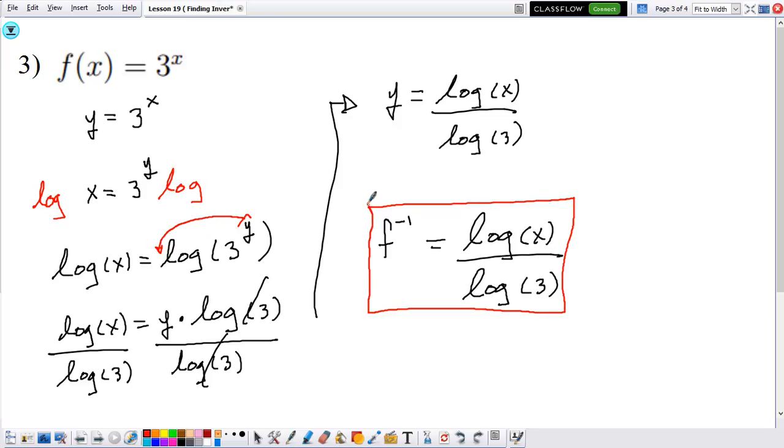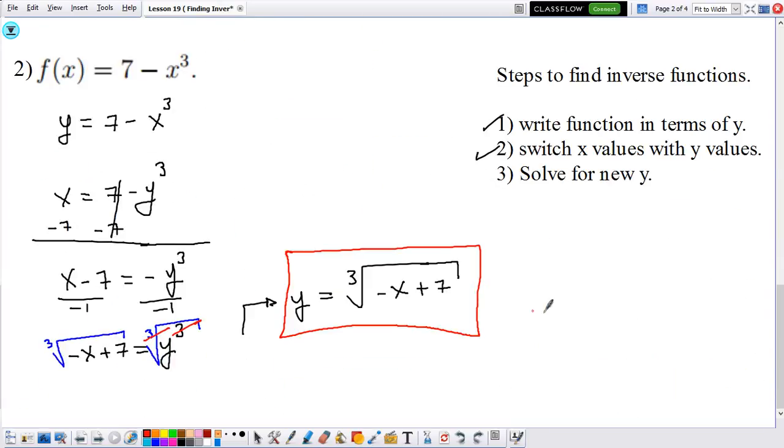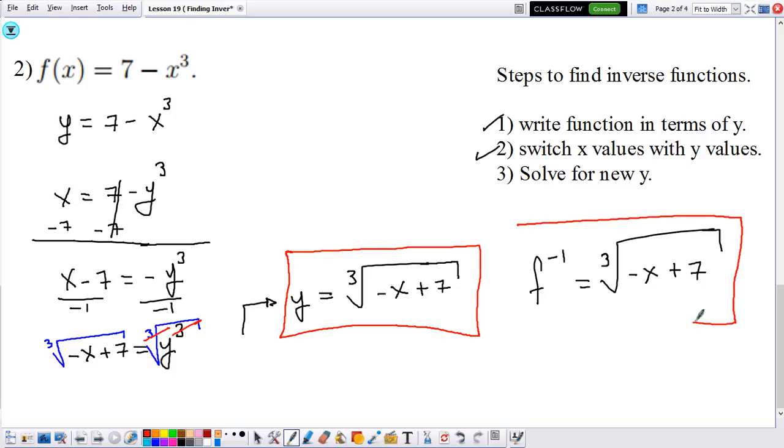Now, one thing that I noticed is that on our second example, we didn't actually write the correct notation. So let's go back to it. It is true that this is our final answer, but we've got to use the right notation. So our final answer is f negative 1 of x equals the cube root of negative x plus 7. So now this is the final answer because we used the correct notation. And when we talk about inverses, this is the final answer.